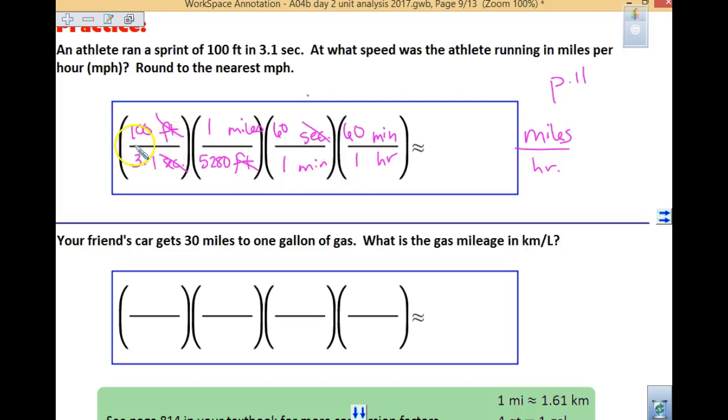Take those calculators out and take 100 times 60 times 60, divided by 3.1 times 5,280. If you don't have a calculator, there's ones in the front. Go grab one now. You need it to finish the rest of this. There, go. Then do you divide it? You do, yeah, you multiply everything on top, divided by everything in the denominator.